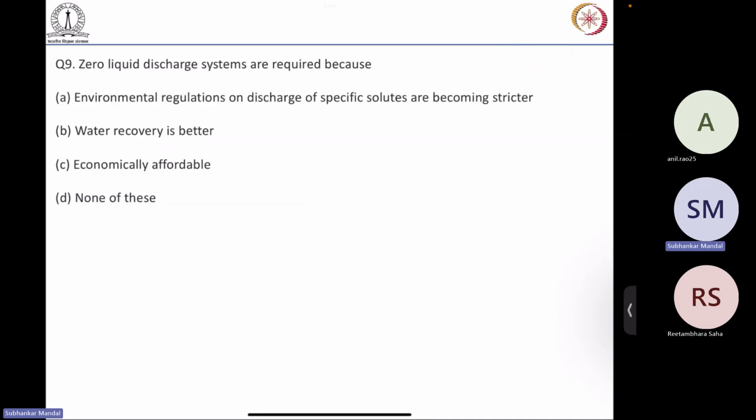Zero liquid discharge systems are required because environmental regulation on discharge of specific solutes is becoming stricter. Option B is water recovery is better. Option C, economically affordable, and option D none of these. Which one will be the answer?